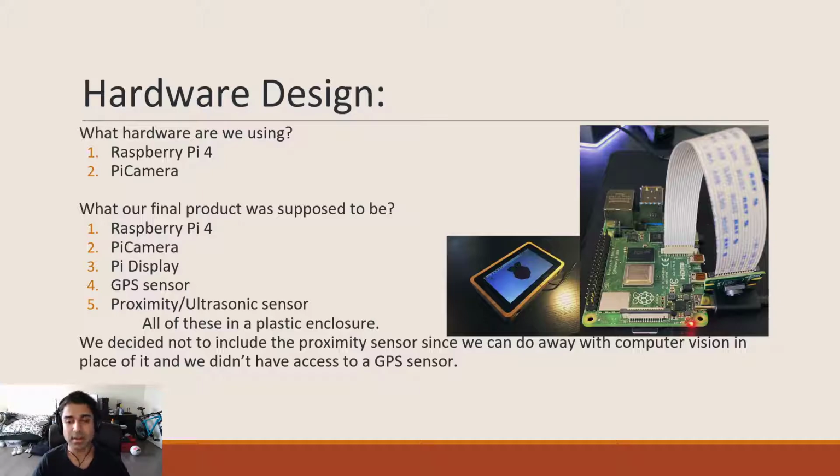For our final product, our device is supposed to have a Raspberry Pi, a Pi camera, a Pi display, a GPS sensor, which we didn't really get our hands on because of pandemic delivery issues, and a proximity or ultrasonic sensor. We decided not to go with the proximity and ultrasonic sensor because we're using OpenCV, which uses computer vision, and with OpenCV we can also detect if there's a passenger on the seat or not just by using Python scripts, so we can do away with the proximity sensor.